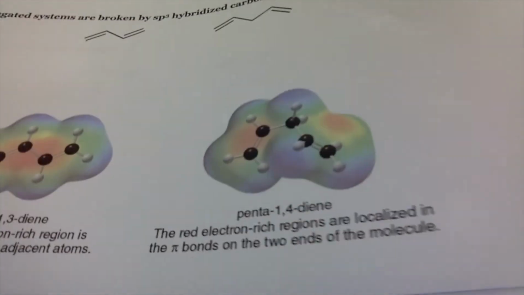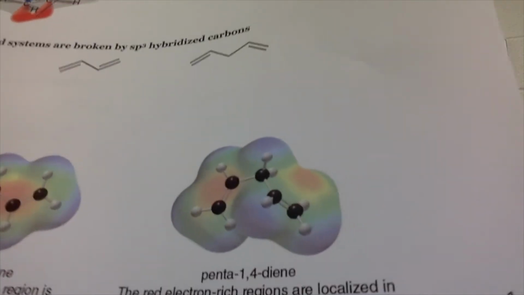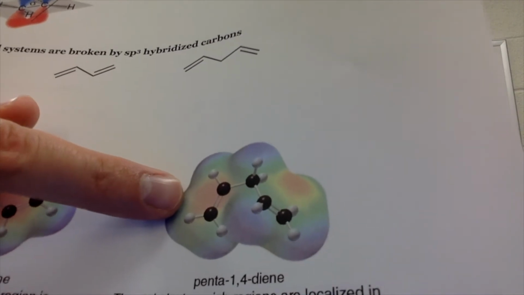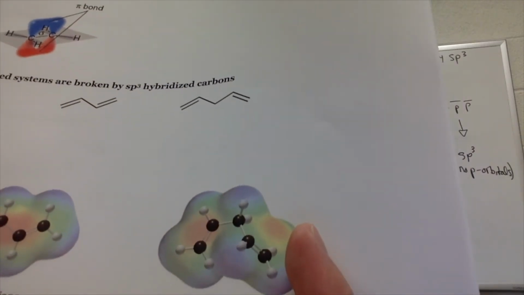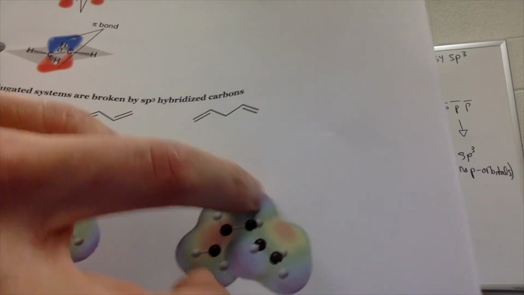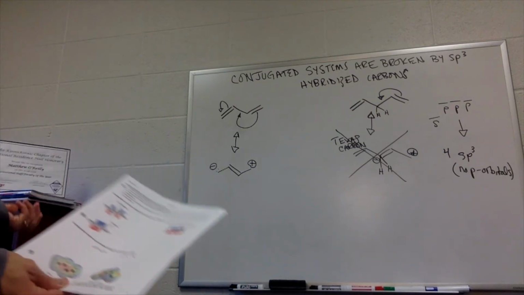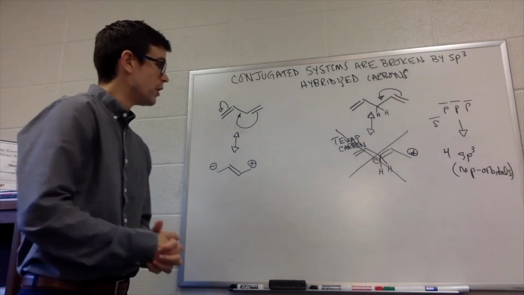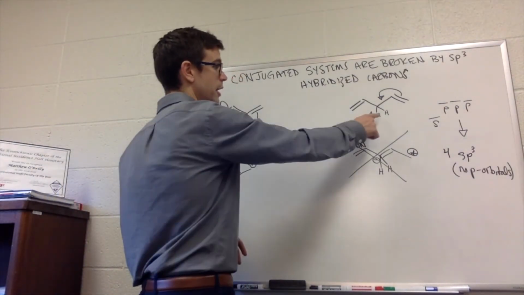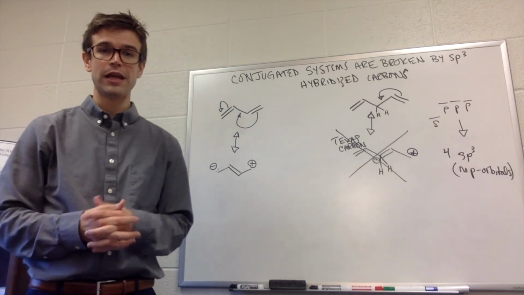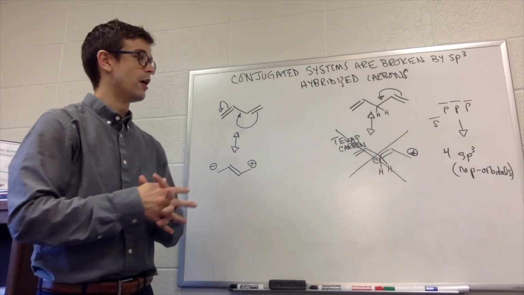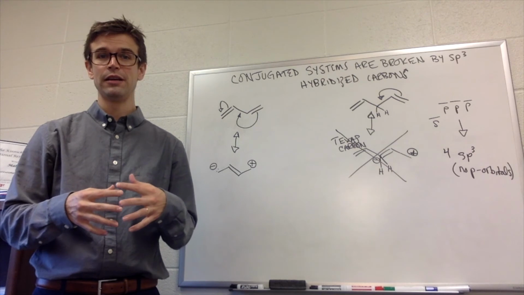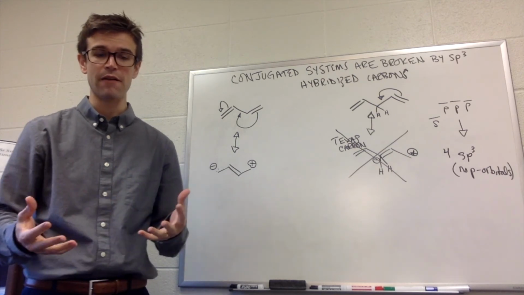What about this one that's broken up by that sp3 hybridized carbon? Well, we see red color over here for electron density, and red color over here for electron density, but not really in the middle, and that's because it's broken up by that sp3 hybridized carbon atom. So take-home message, sp3 hybridized carbon atoms, we can't draw resonance structures around them. We can't have any conjugation around them because they don't have any p orbitals.